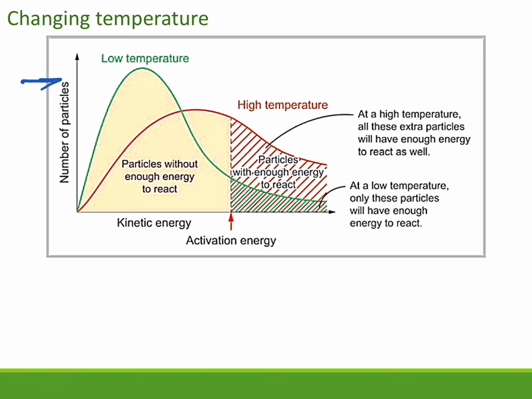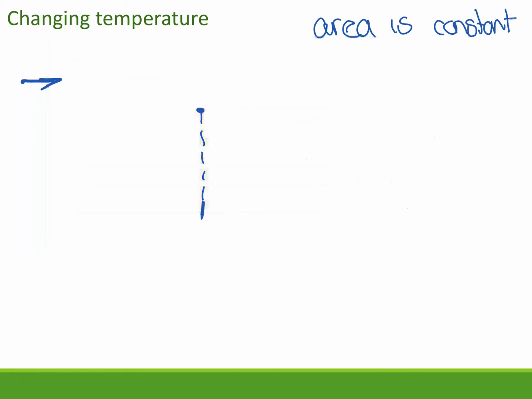But remember, it's not going to. Temperature is about the kinetic energy. So here, that's my biggest number of particles. The biggest number of particles has a bigger kinetic energy, so the temperature is higher. However, the area under both these graphs is constant. It must be, because I have the same number of particles. It's the same system. Okay.